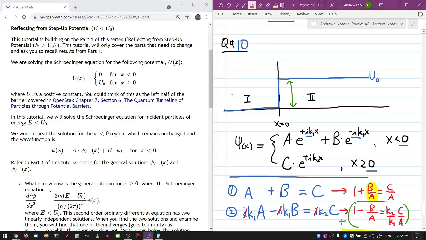All right, so my energy, wait, let me erase this stuff. So now my energy looks something like this: some energy less than U naught. We won't repeat the solutions for the x less than 0 region, which remains unchanged, and the wave function is the same thing we had before. Nothing for the negative x region needs to change, so we'll leave those alone.